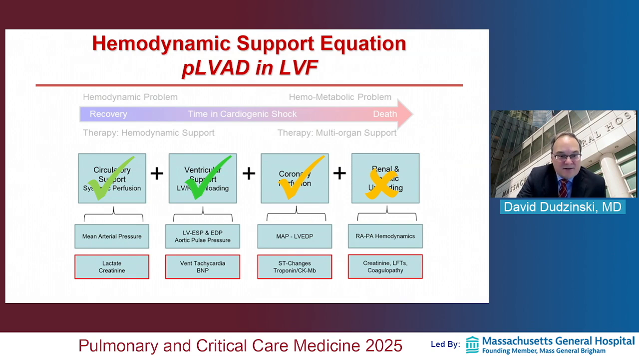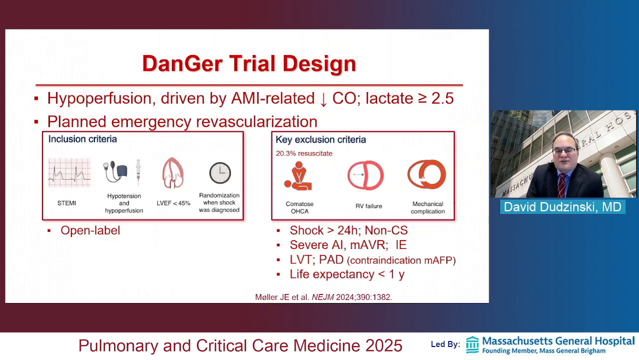So what I want to spend a few minutes on now is a very seminal trial that was just presented last year at the American College of Cardiology and simultaneously published in New England Journal. It's called DanGer. It's called DanGer because it started in Denmark, Danish shock trial, and then to recruit more people, it expanded to Germany, but it's a great name otherwise. They looked at AMI cardiogenic shock patients with low EF.